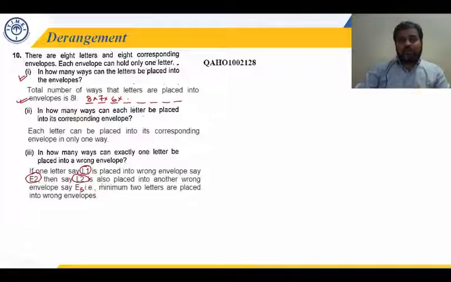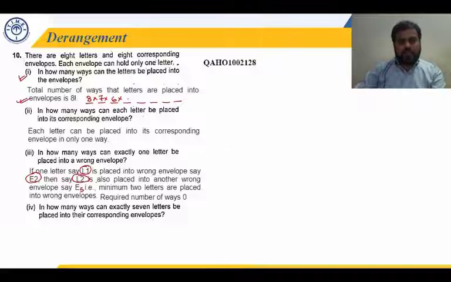So there is no way you can place only one letter into an incorrect envelope. There have to be at least two letters which will go into incorrect envelopes. A single letter cannot get into an incorrect envelope. So what is the required number of ways? 0. There is no way.